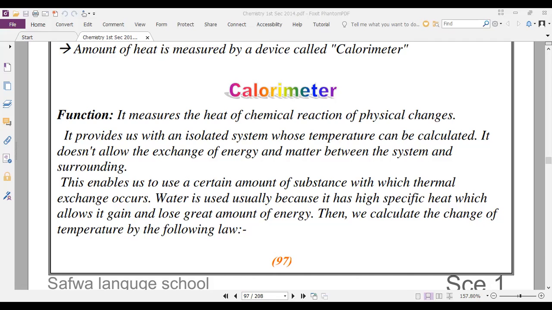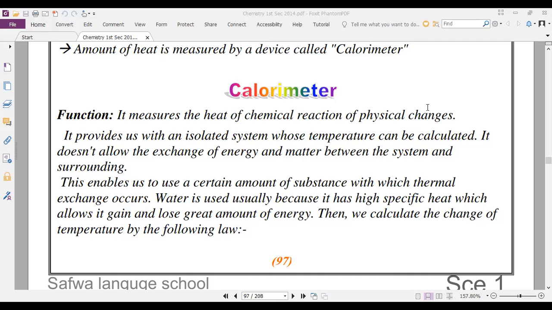I'm back. Sorry for the pause, but I just needed to do something so fast. Okay, Mariam, thanks. Welcome back, Mariam. So what's the function of the calorimeter? Try to read, Mariam, please.